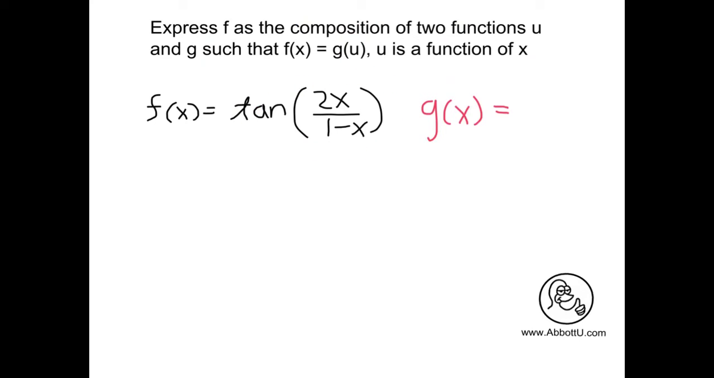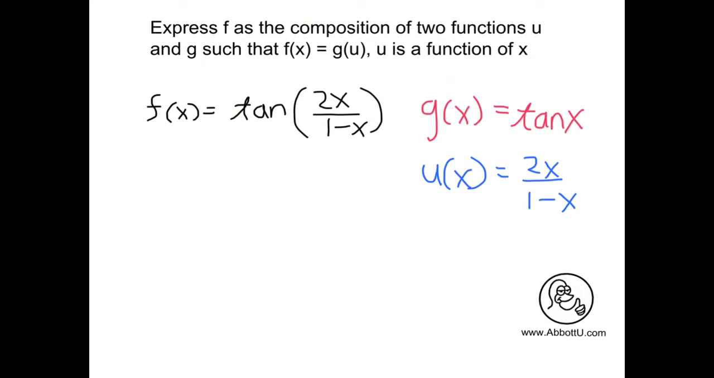Well, it's the tan of some number. This looks like a lot of gobbledygook craziness, but it's just a number. So the big picture is that we have tan of some number. So here we go, tan x. And then you ask yourself, what is u of x? u of x is the stuff that's inside the overarching function. Well, the stuff that's inside is this stuff. So pretty simple, you just write that.